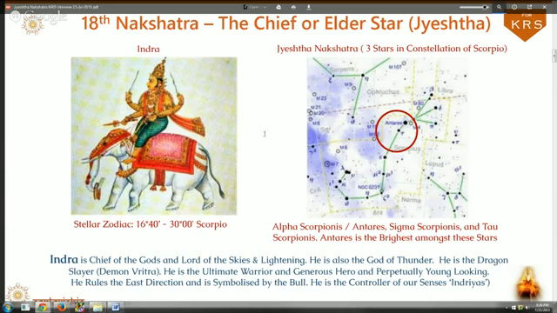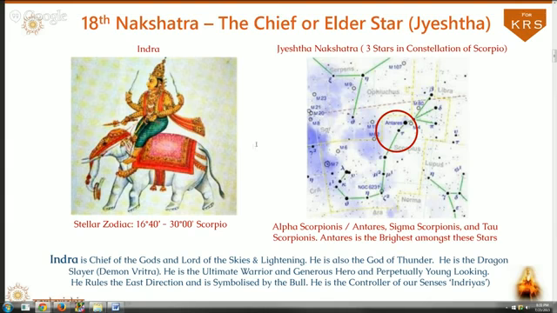Because Jyeshtha Nakshatra gives you a very high sexual drive, and sensuality and sexuality. That is why it is very important, and I will talk to you about that when I come to the right slide. But here, I wanted to say another thing about Indra: he rules the eastern direction, and Indra is symbolized with the bull. He's like the bull.